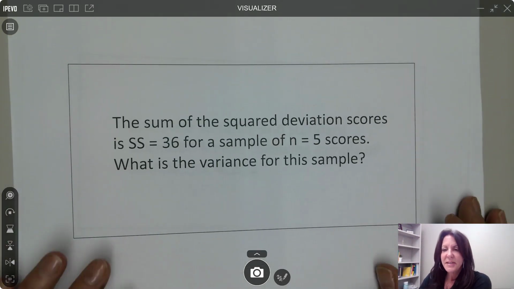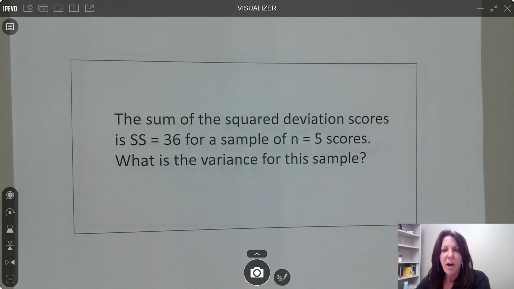Okay. Sometimes the statistics gods smile on you and they give you the sums of squares. You don't have to calculate them. You don't need to figure out the sum of square deviations and the mean. You're just given them. When that happens, you can just use the formula to figure out variance or standard deviation or whatever it is that you're asked about.